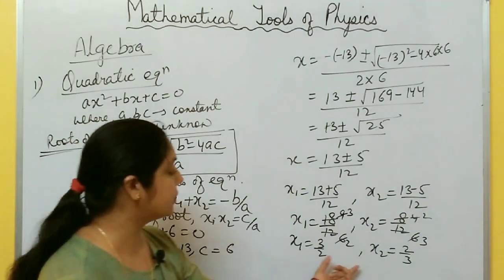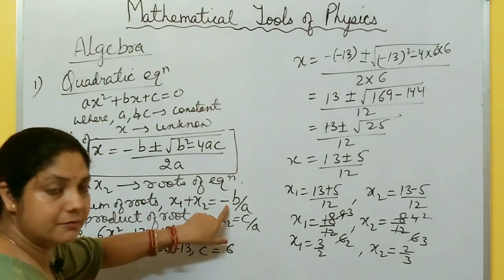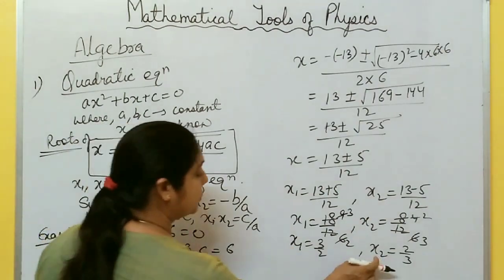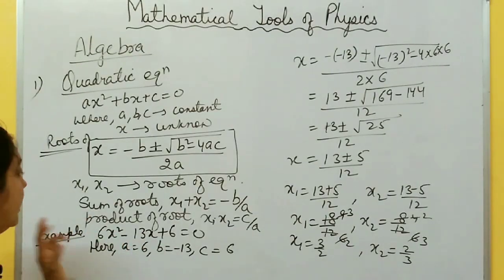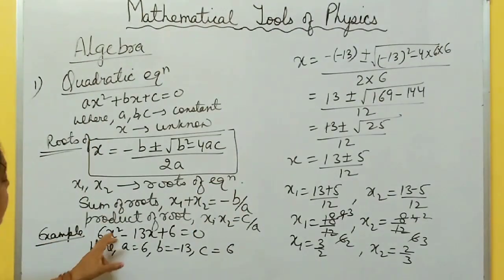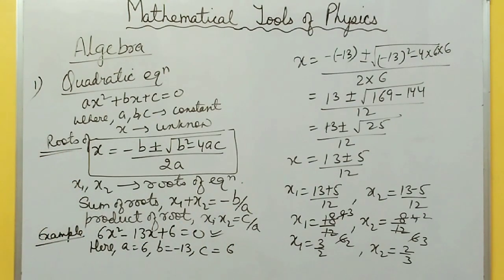And you can also check these values using this one. Sum of roots must be minus b by a. So you can verify using this formula also. When you add these two, you must get the value of minus b by a, where b is this one and a is this one. Also, product of roots must be c by a. In this way you solve this type of quadratic equations, right? Please note down. After that we move to next one, binomial theorem.